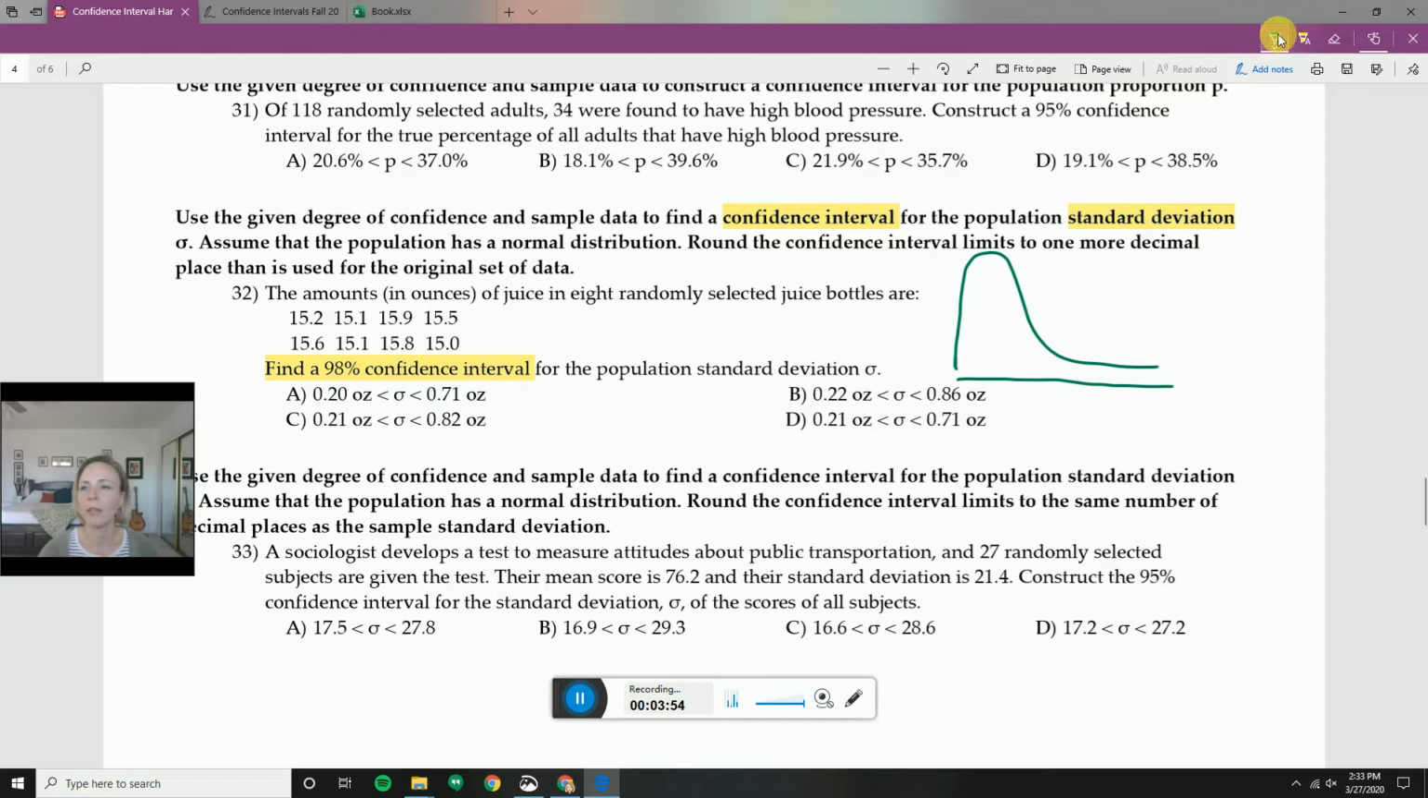Okay, I'm looking for a chi-squared distribution that has 98% of the data in the middle, and I'm looking for the two values that cut off the remainder of the data. If 98% is in the middle, then 2% must be left over for either side. So that means 1% is over here, and 1% is over here.